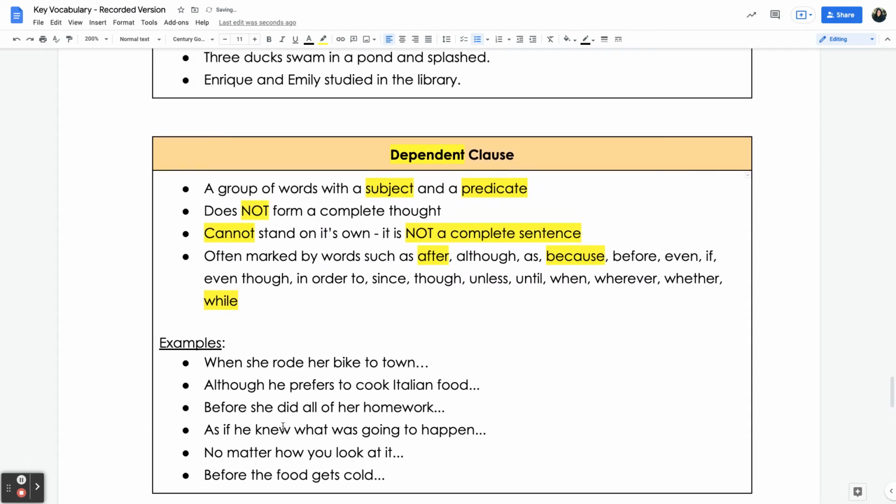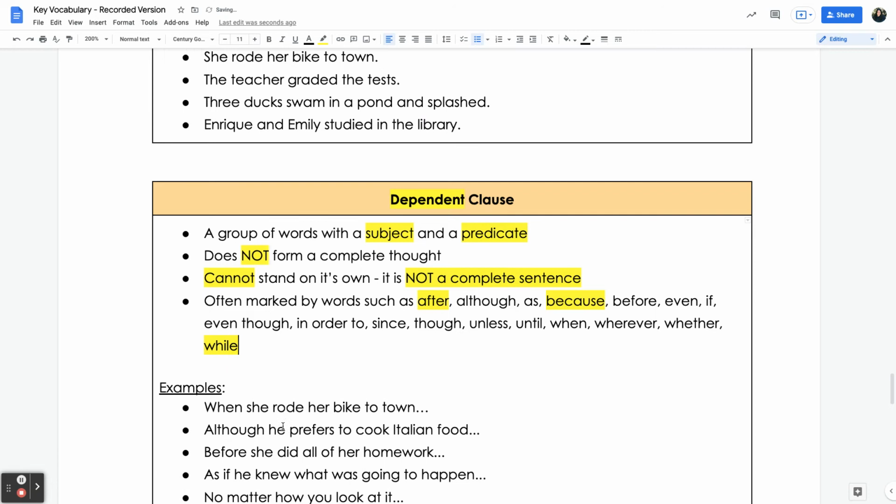Here's a really good test to figure out if something is an independent clause or a dependent clause. Imagine that you're in a conversation with someone, and you say the phrase or the words, and think about how that person would react. If I'm talking with someone about a teacher, and I said, the teacher graded the tests, they would accept that. They would be like, okay, that makes sense.